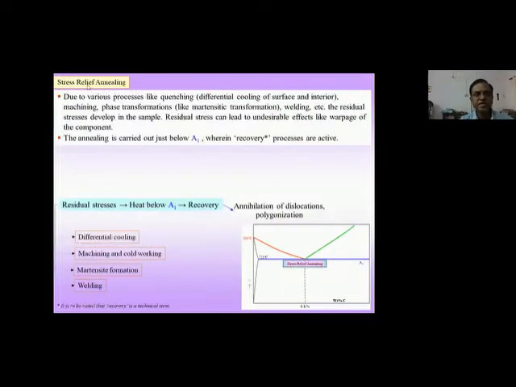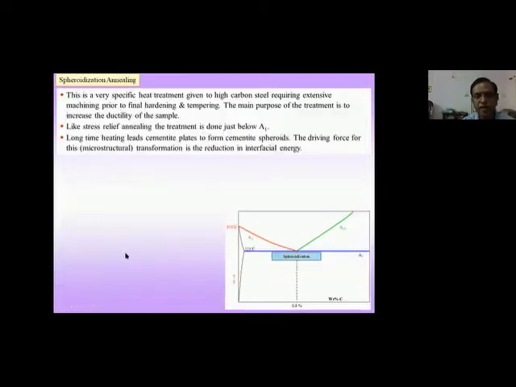Then coming to the stress relieving operation, due to various processes like quenching and different cooling rates at the surface as well as in the interior of the component, phase transformation like martensitic transformation, welding, etc., residual stresses develop in the sample, and to relieve those stresses, the stress relieving operation is carried out. And this is spheroidized annealing again. Like stress relieving, this treatment is done just below the A1 temperature.